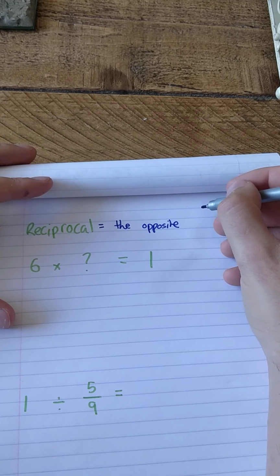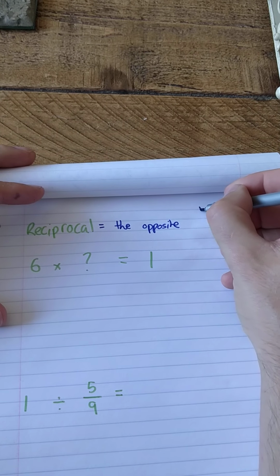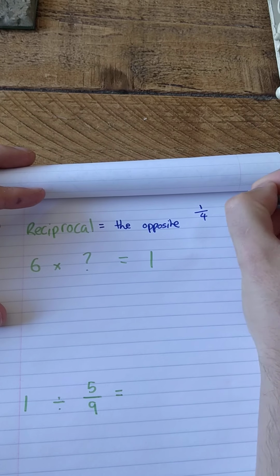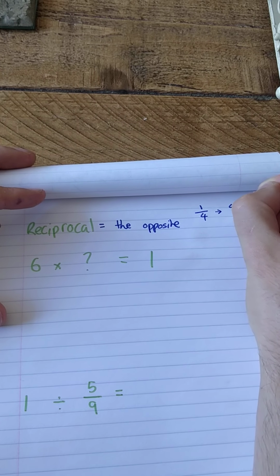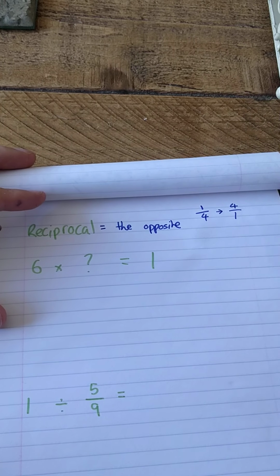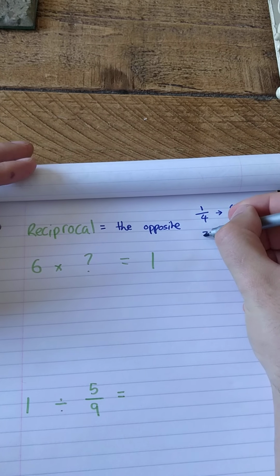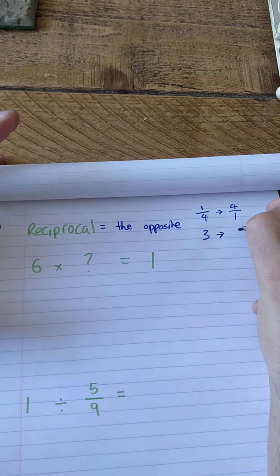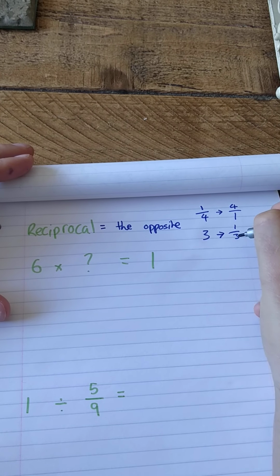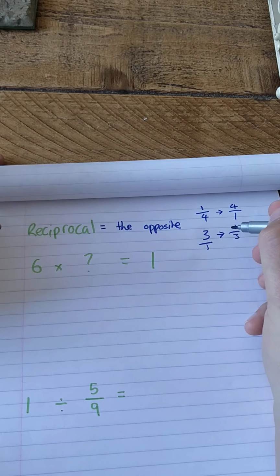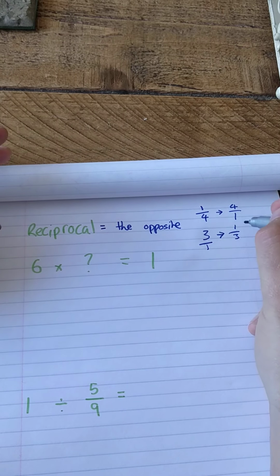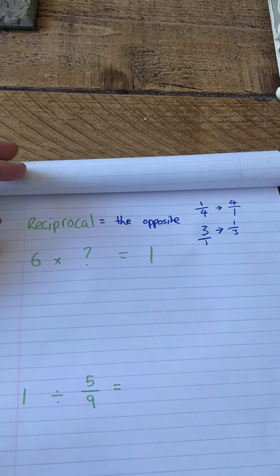So if you had, let's say, a quarter, the reciprocal of a quarter is 4/1, so you just flip it. If you had 3, the reciprocal of 3 is 1/3, because 3 can be written as 3/1, 3 divided by 1, 3. The reciprocal of that is 1/3.